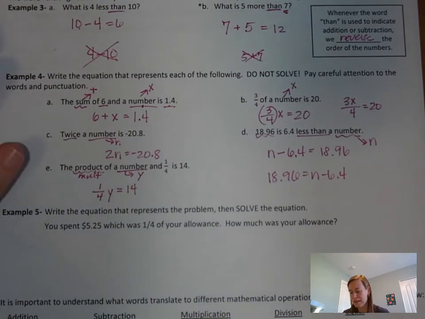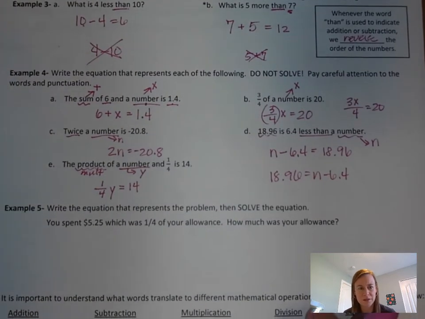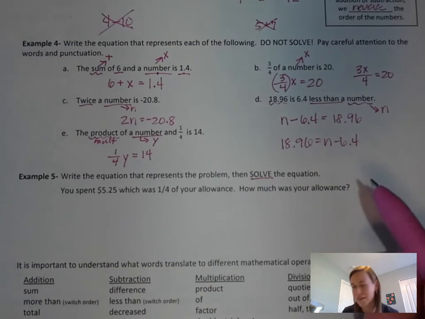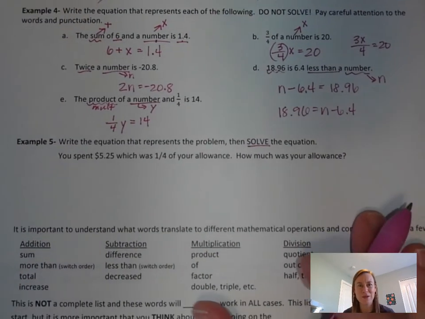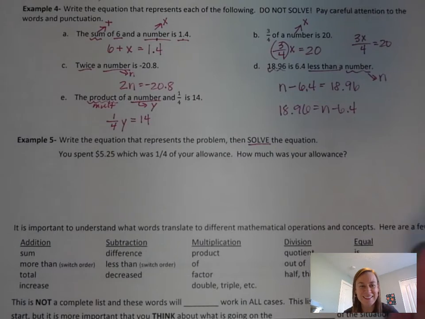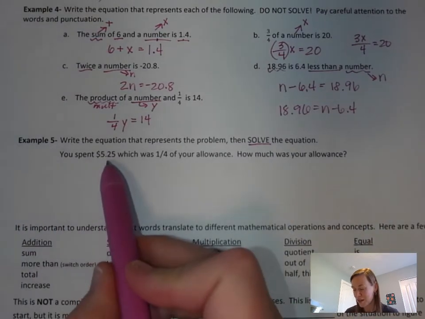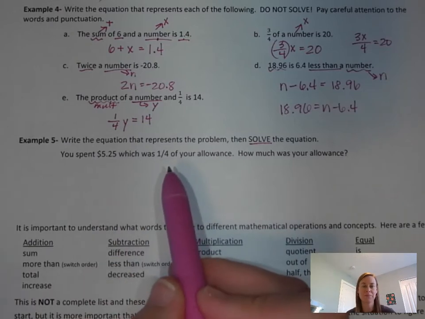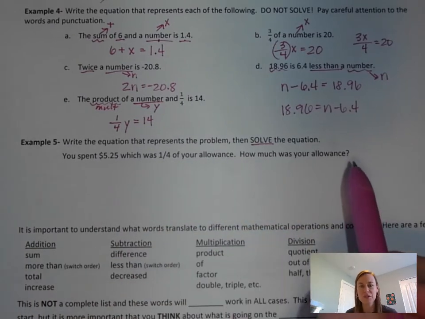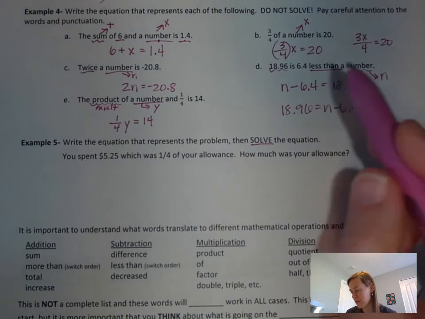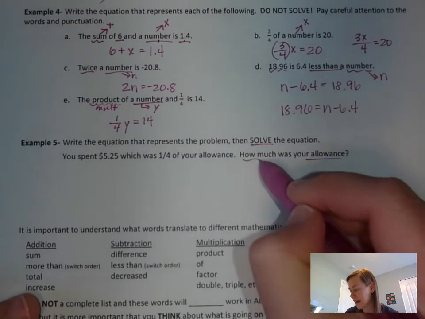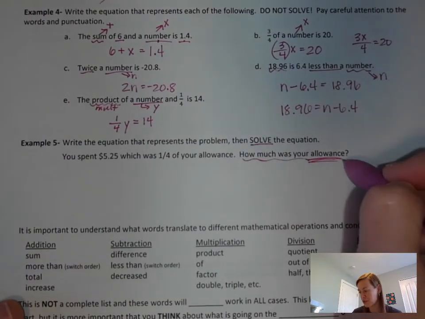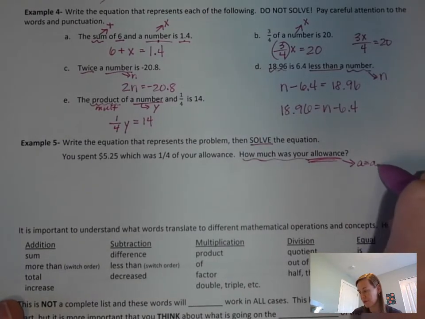Okay, so those are all the examples under example 4. Let's go to example 5. This is one where we actually write the equation and then solve. So that can be kind of nice too. It feels like you actually solve the problem, literally. You spent $5.25, which was 1/4 of your allowance. Okay, how much was your allowance? So what are they asking you first of all? They're asking you how much was your allowance. So this is what your variable should represent. So let's just call that A. A equals allowance.